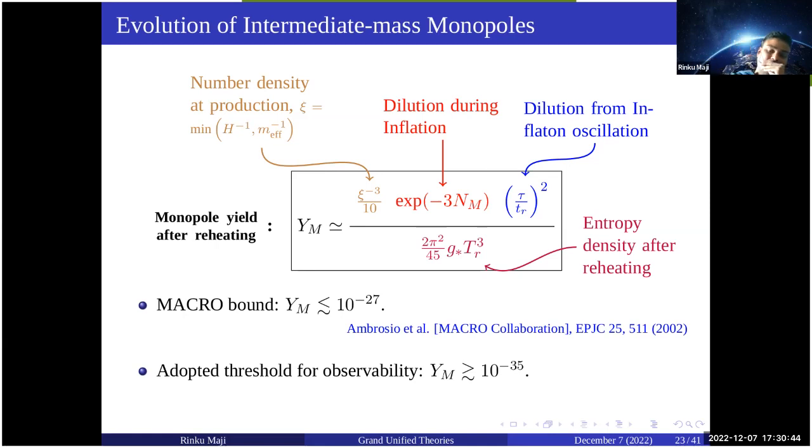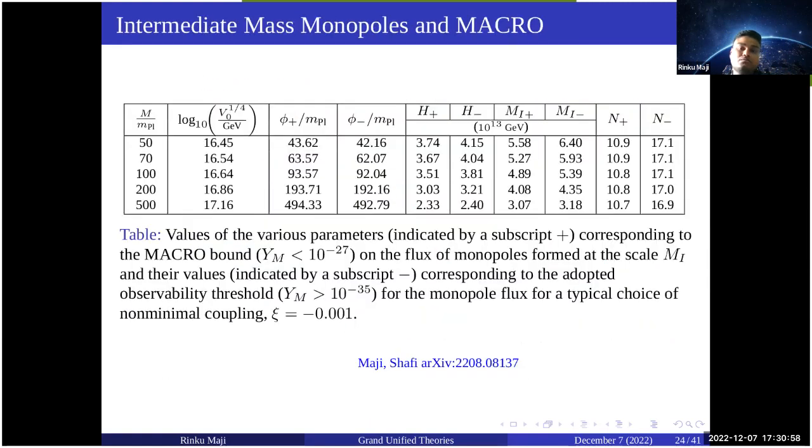Actually I missed one plot. Here is the Kibble mechanism. By the Kibble mechanism you can determine the symmetry breaking scale, and here you can see the breaking scale associated with this number of e-foldings. Any topological defects formed at this scale, around 10 to the 13 GeV, suffer this amount of e-foldings in the GUT inflation scenario.